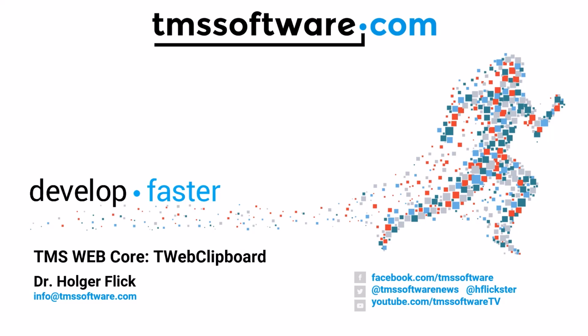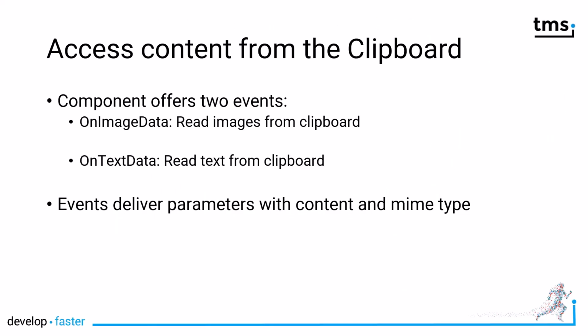With the new T-Web Clipboard component, you can now integrate the clipboard into your TMS WebCore client applications. To be more precise, you can even distinguish between two kinds of content. The component offers two events: OnImageData, which reads images from the clipboard, and OnTextData, which you can use to read text from the clipboard. Both events deliver parameters with content and the MIME type of that content.